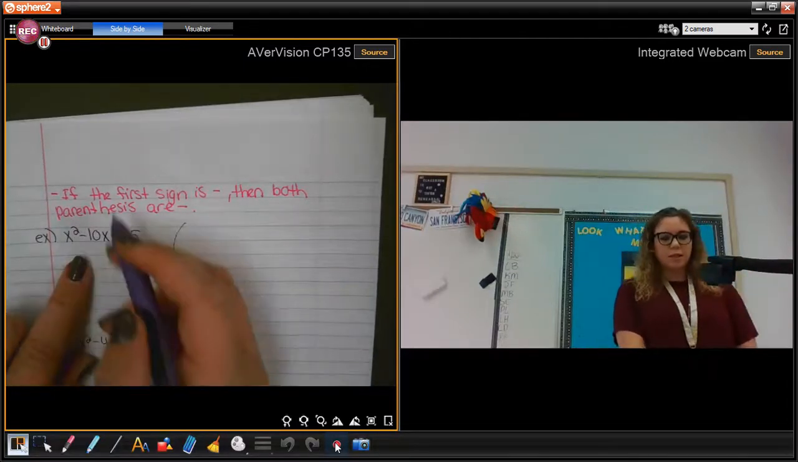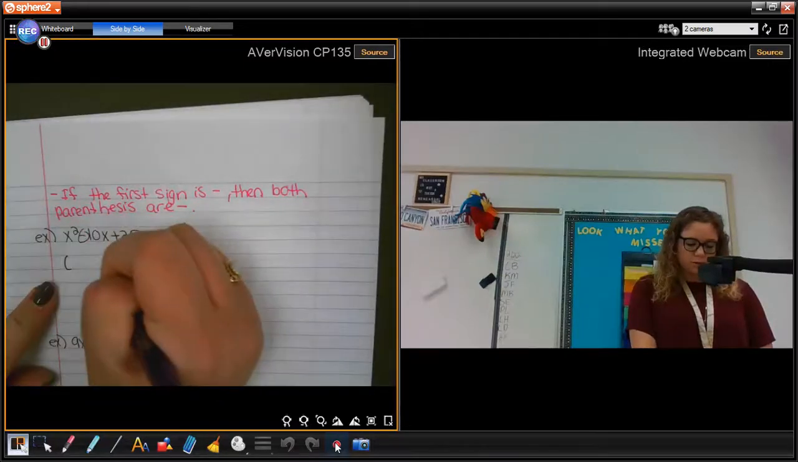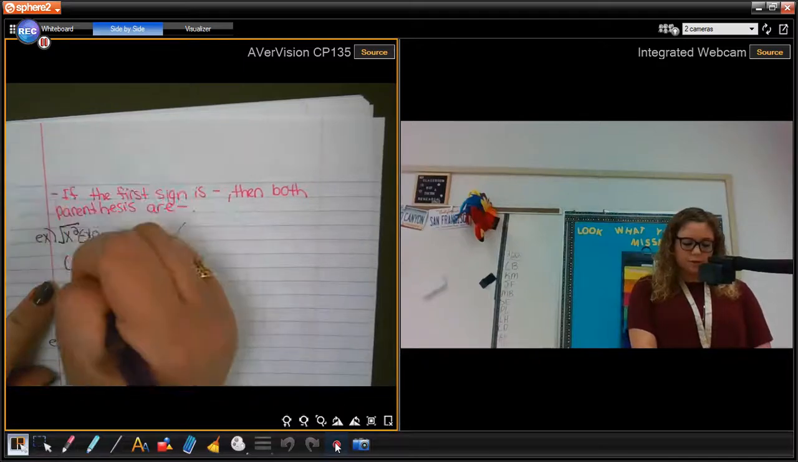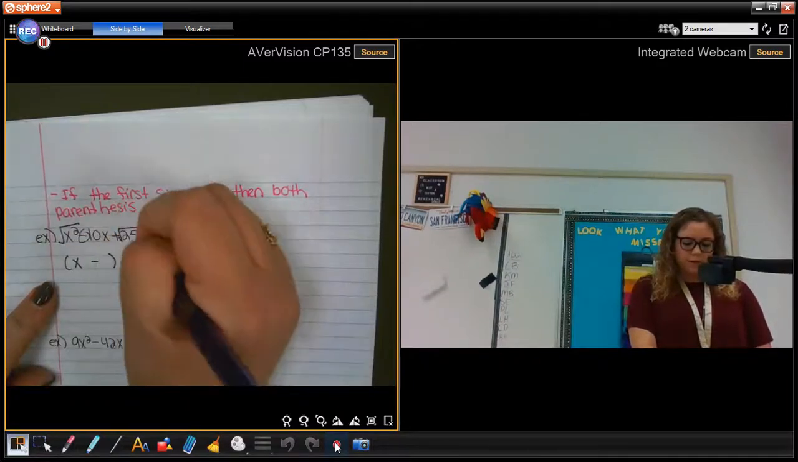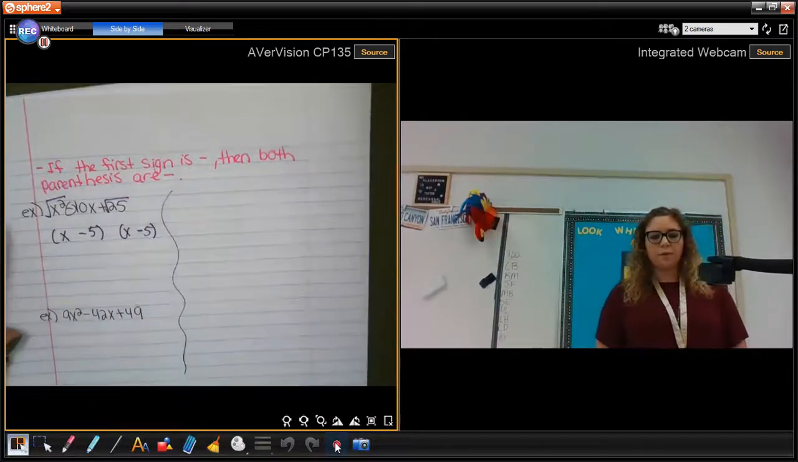So, since this is negative, both is going to be negative. Okay? Square root of x squared is x, square root of 25 is 5. Okay, and that is my answer.